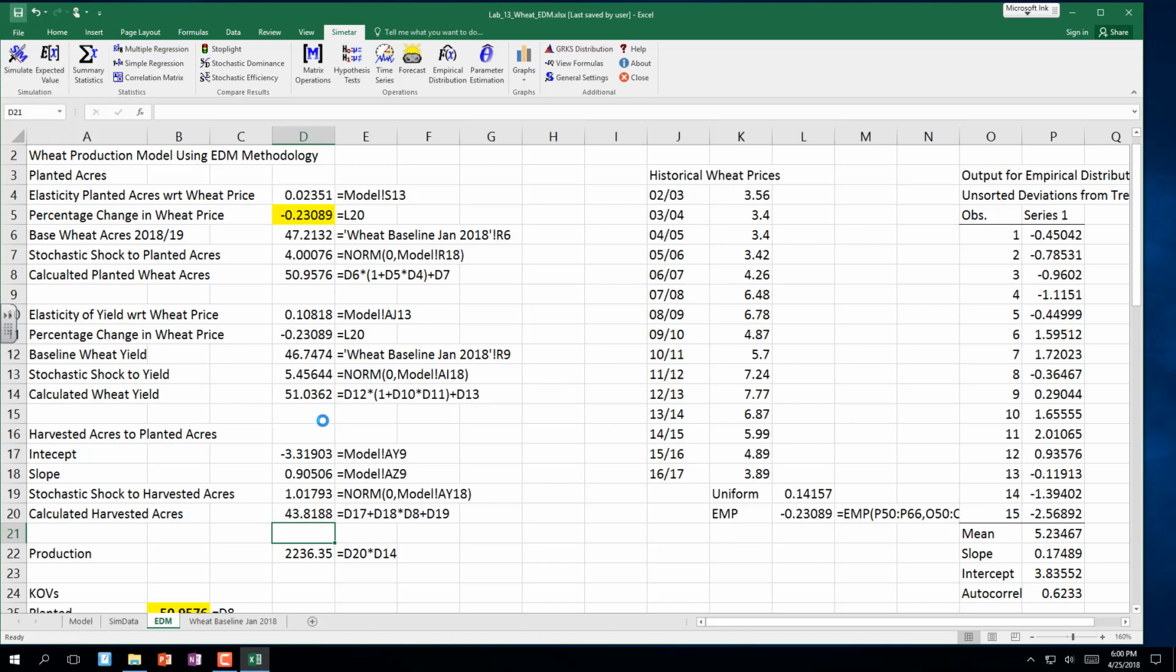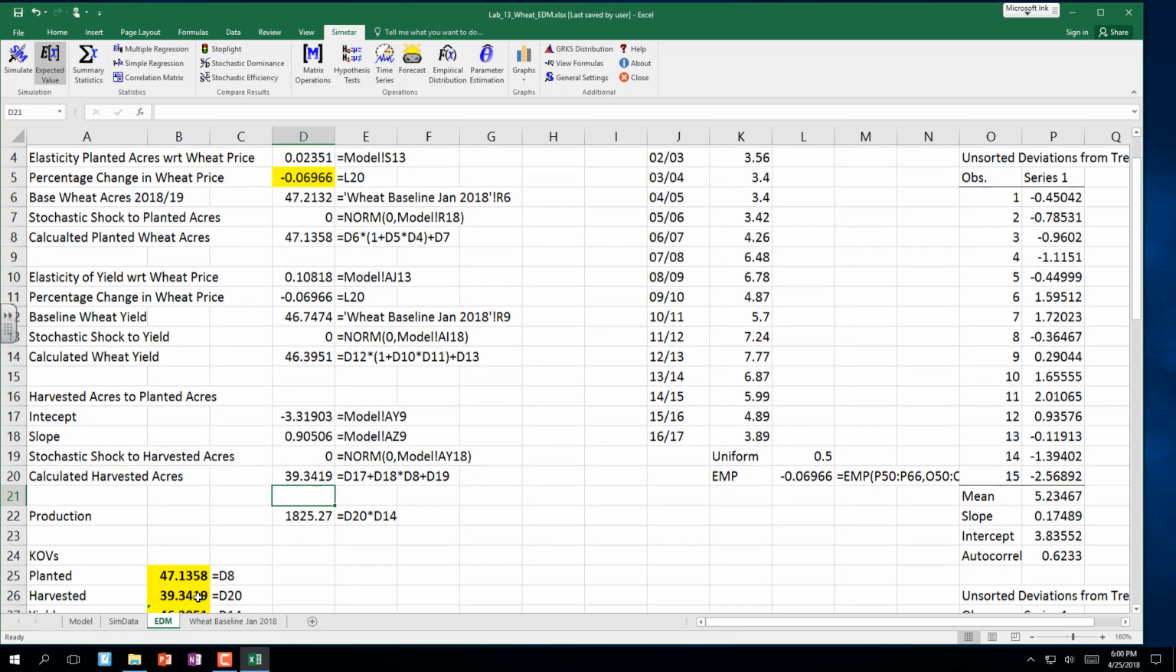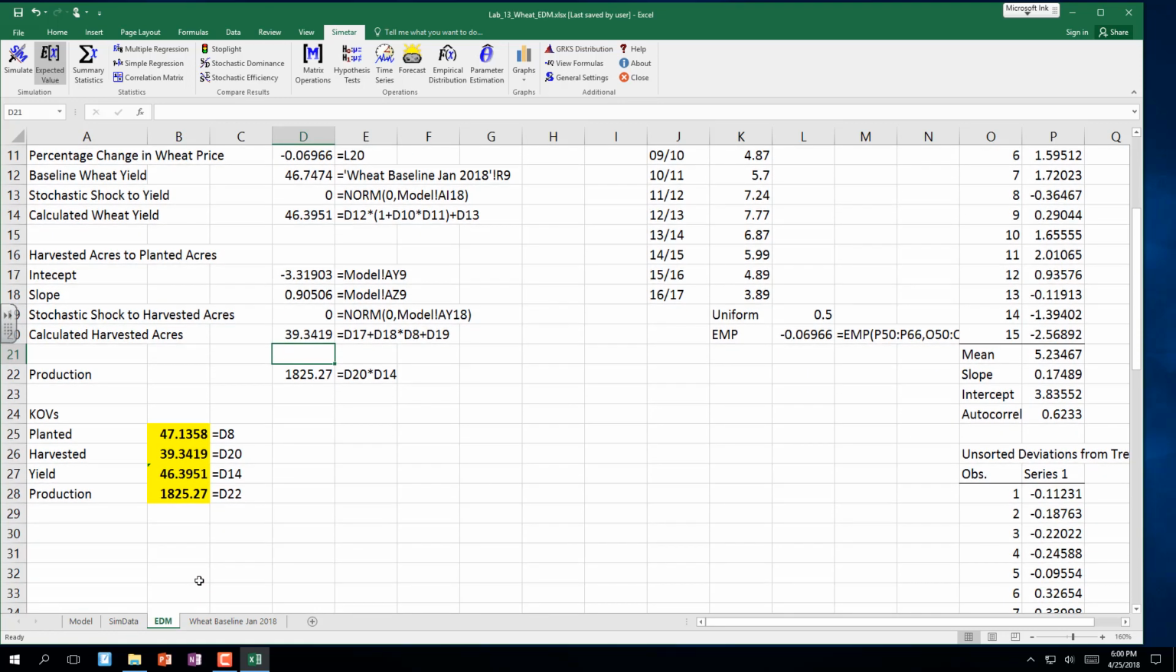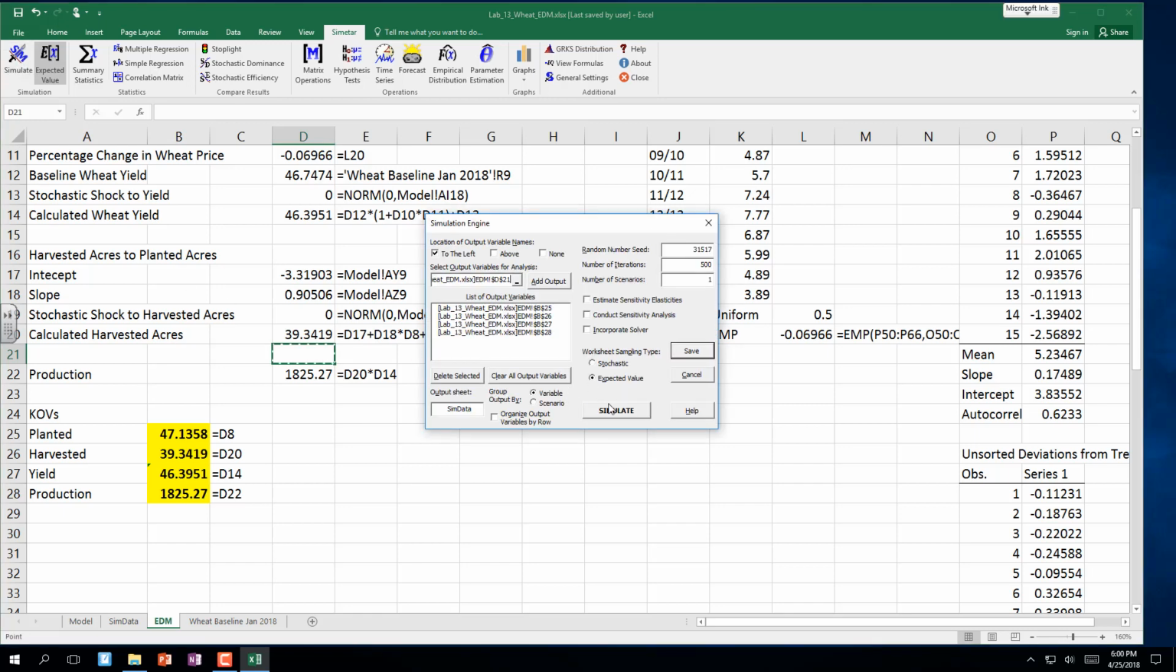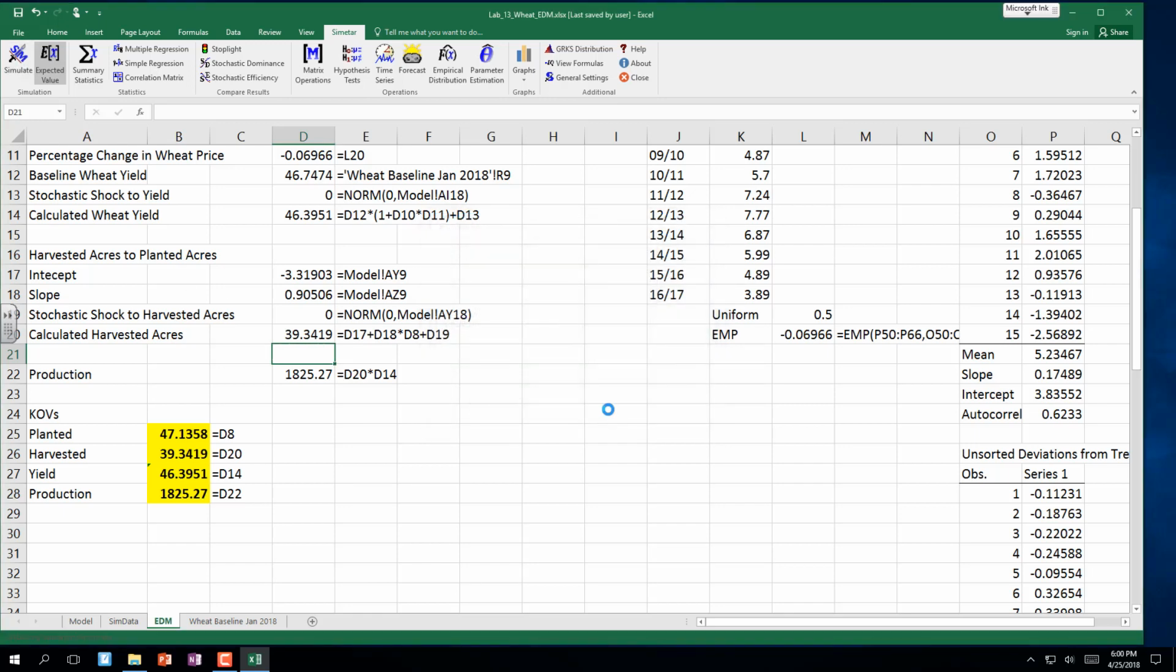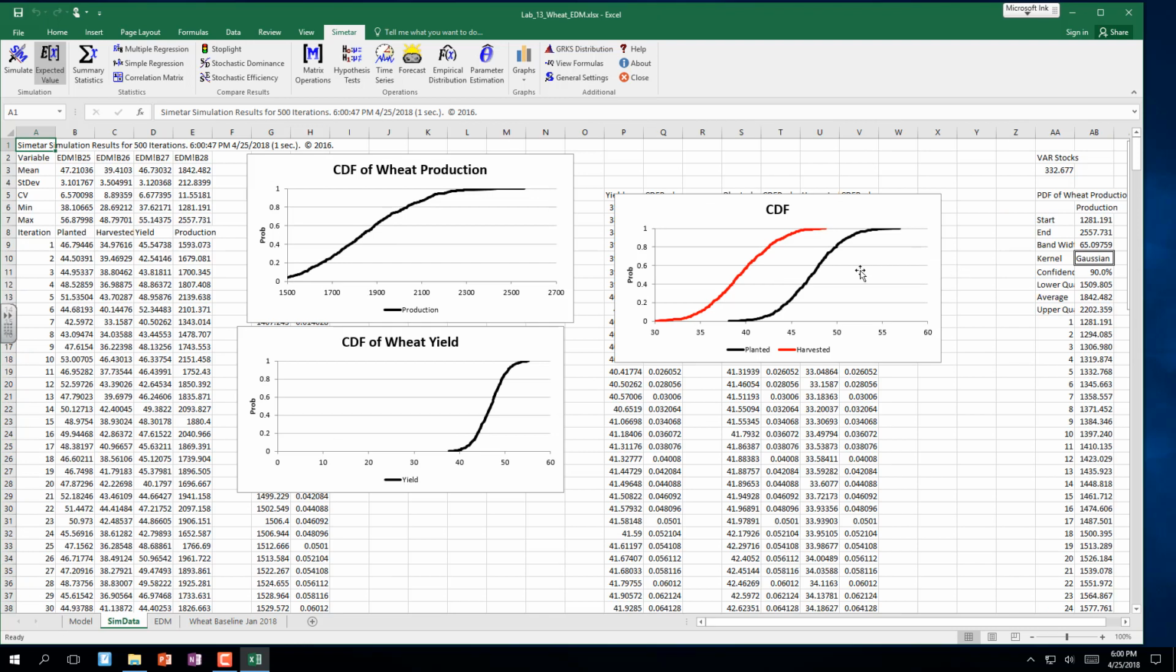Expected value. Pardon me? Expected value. Well, that would just be too easy. 1825.27. We get more accurate there, but remember, we're not that accurate to begin with. Okay, so let's simulate this again, and we should get a whole lot better answers. Because I was surprised at the answers that we got. Oh yeah, there they are, the nice, beautiful sigmoid functions.